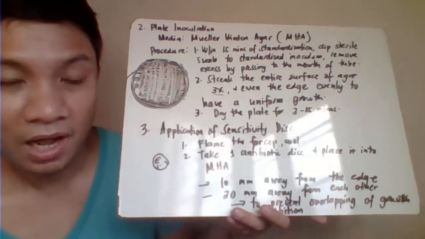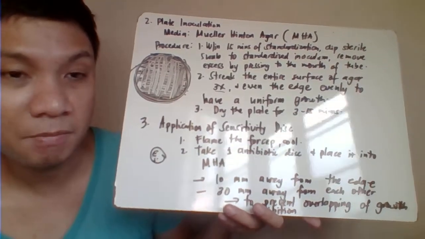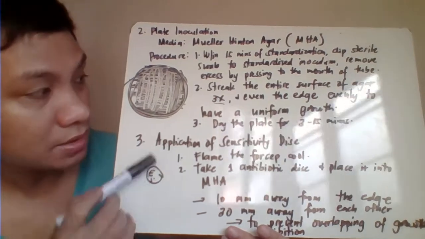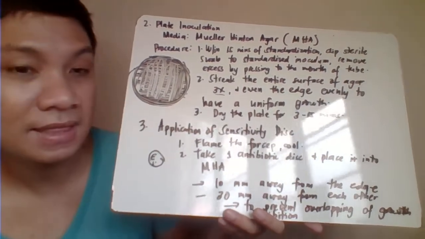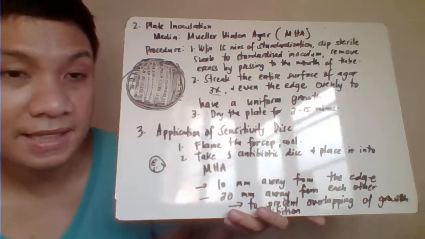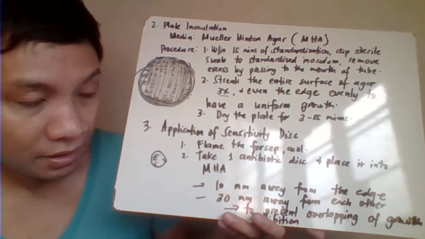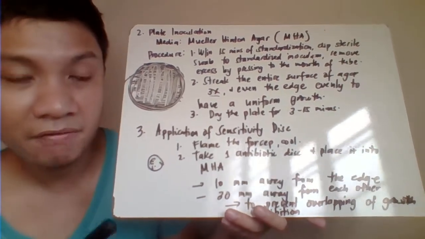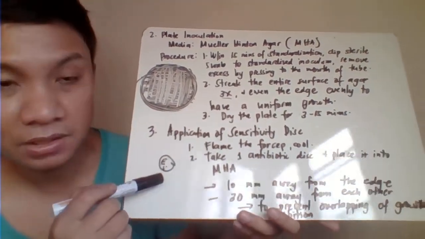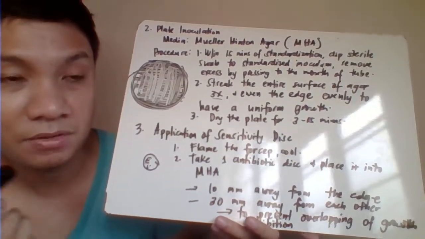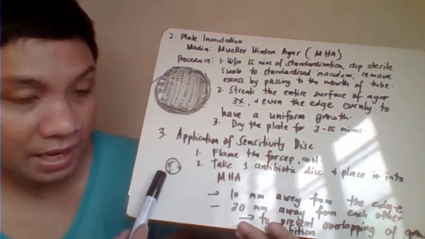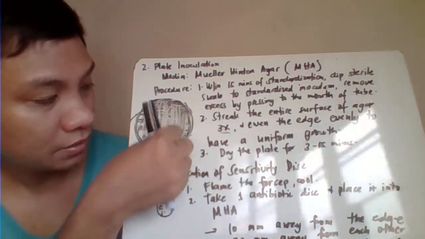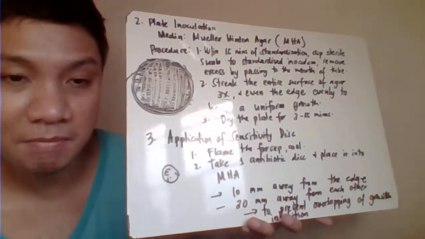So, how are you going to put your antibiotic disc here? You use your forceps to transfer your antibiotic disc to your plated, or inoculated, Mueller-Hinton agar. But first, you need to flame your forceps. After you flame it, don't get an antibiotic disc yet while the forceps is still hot. Allow it to cool before you try to get one antibiotic disc. Hold it with the forceps, then transfer it here, with different antibiotics.